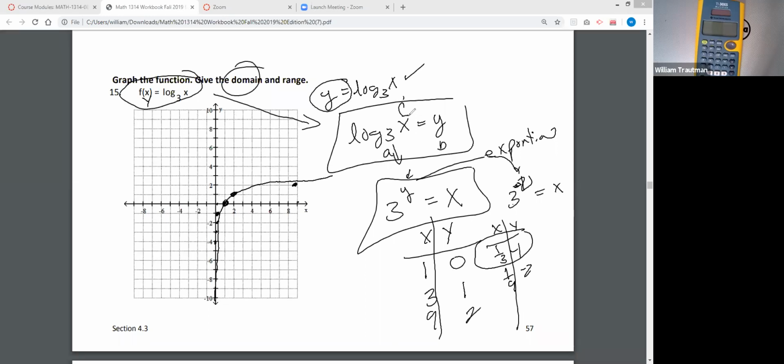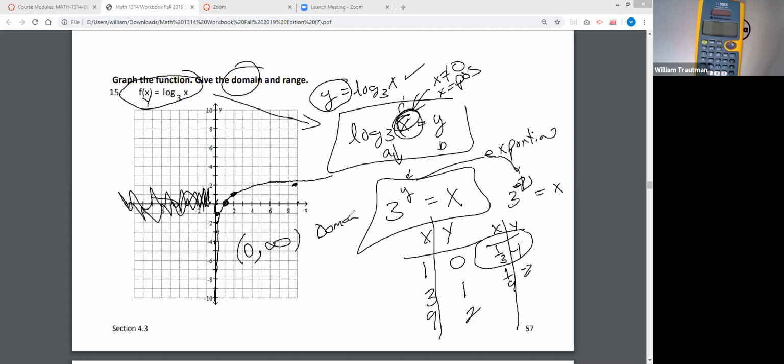Remember, I already said x cannot equal 0, and x must be a positive number. This value must be positive. It can't be negative. Do you see there are no negative x's? And it can't be 0, because it says error on my calculator. So the domain starts right after 0. It doesn't equal 0, it starts right after 0 and goes all the way to infinity.